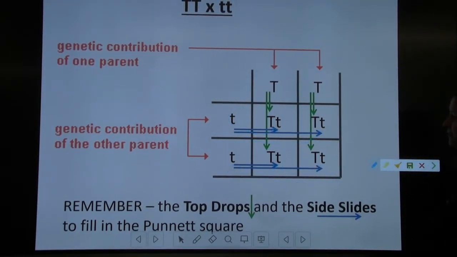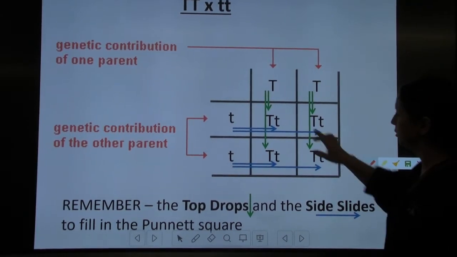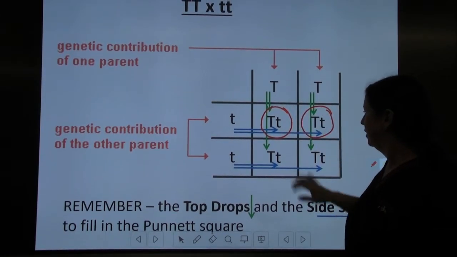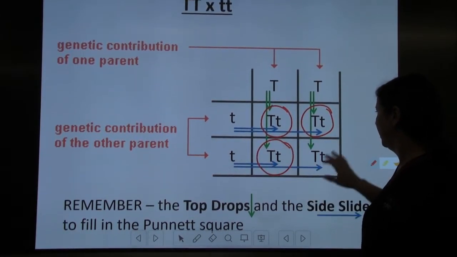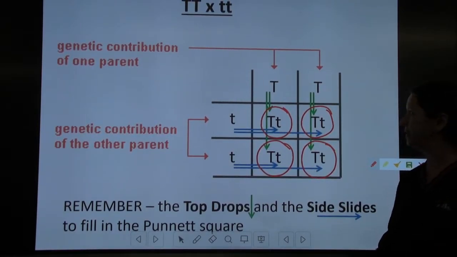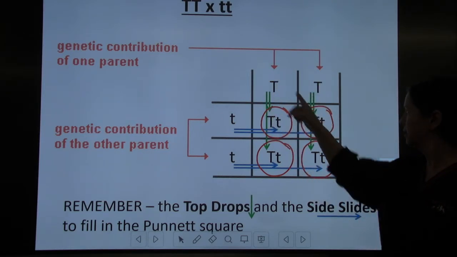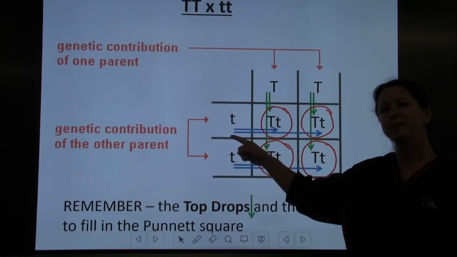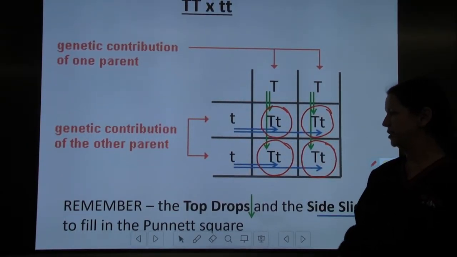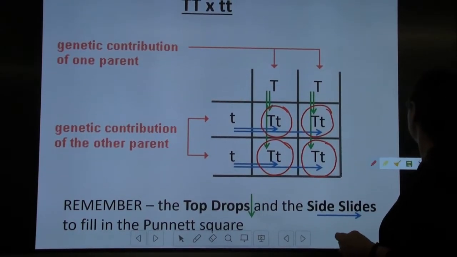And so when you finally finish, what you have are the possible genotypes of the babies. In this instance, every single baby would be heterozygous because all this parent can give it is a big T, and all this parent can give it is a little t. Right? And so that makes every baby heterozygous.